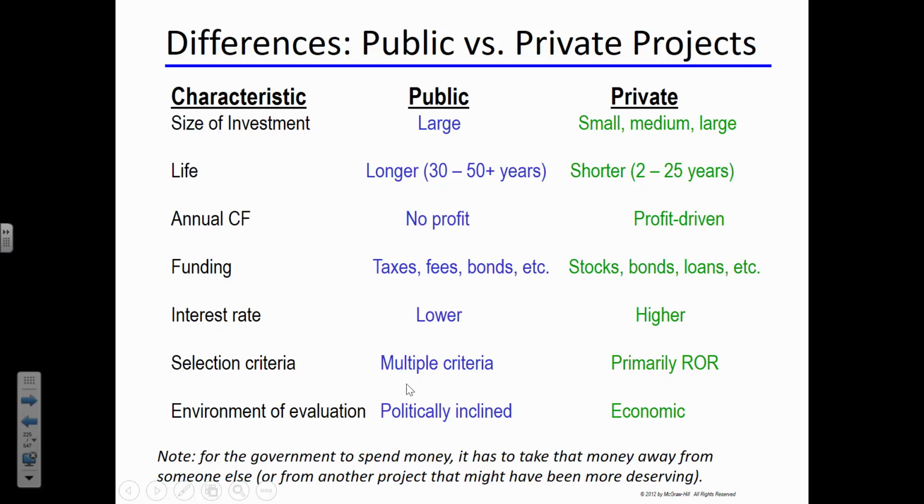demands, and that's the political process. That's the environment of evaluation. Politics is kind of the art of balancing scarce resources among different interest groups.